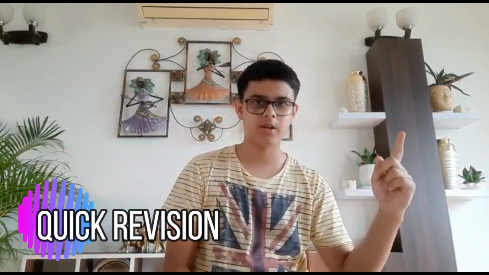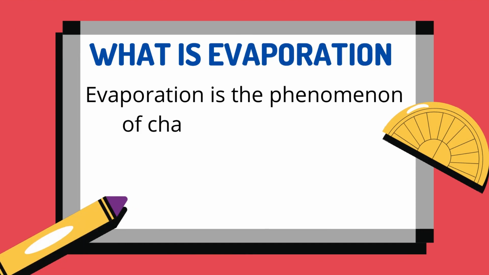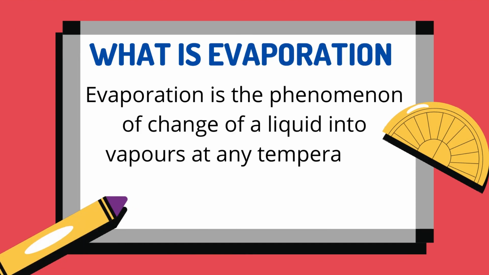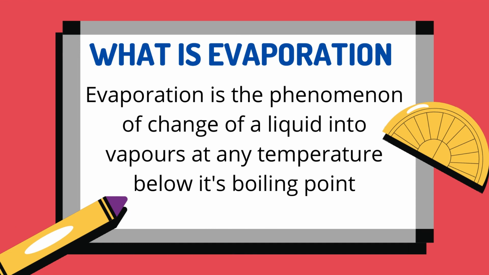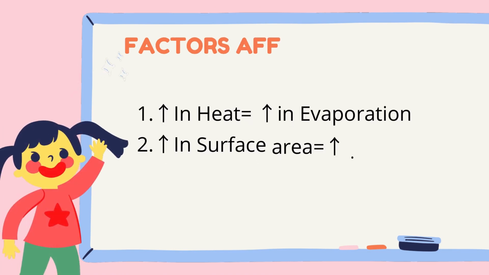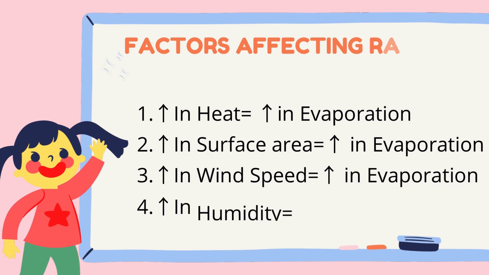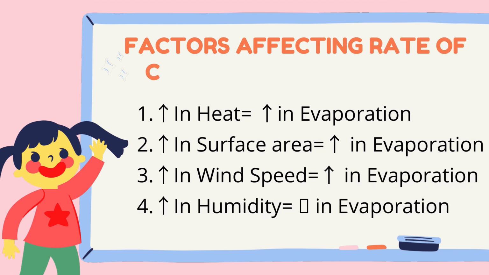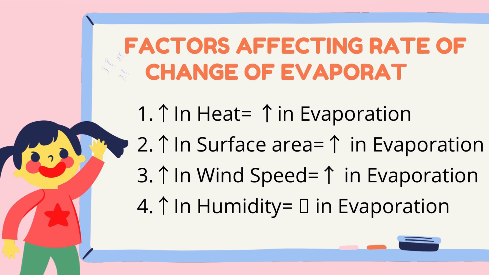So, just to give a quick overview of the video on what is evaporation and the factors which affect the rate of evaporation. Evaporation is the phenomenon of change of a liquid into vapors at any temperature below its boiling point. There are four factors which affect the rate of evaporation. They are number 1 heat, number 2 surface area, number 3 wind speed, and number 4 humidity. So the higher the amount of wind speed, surface area, and heat, the higher would be the rate of evaporation, and the higher the amount of humidity, the lower would be the rate of evaporation.